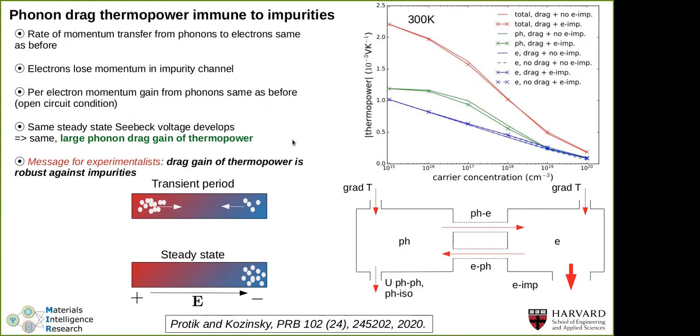Now, the electrons will lose some of this momentum to the impurity channel, but the per electron momentum gain from the phonons will remain the same as before because of this open circuit condition of the Seebeck setup. So in the end, the same steady state Seebeck voltage will develop and you'll have the same large phonon drag gain of the thermal power. Another message to the experimentalists is that you should be able to see this in action. If you do Seebeck measurements on samples with different amounts of impurities, you should still get the same thermal power.